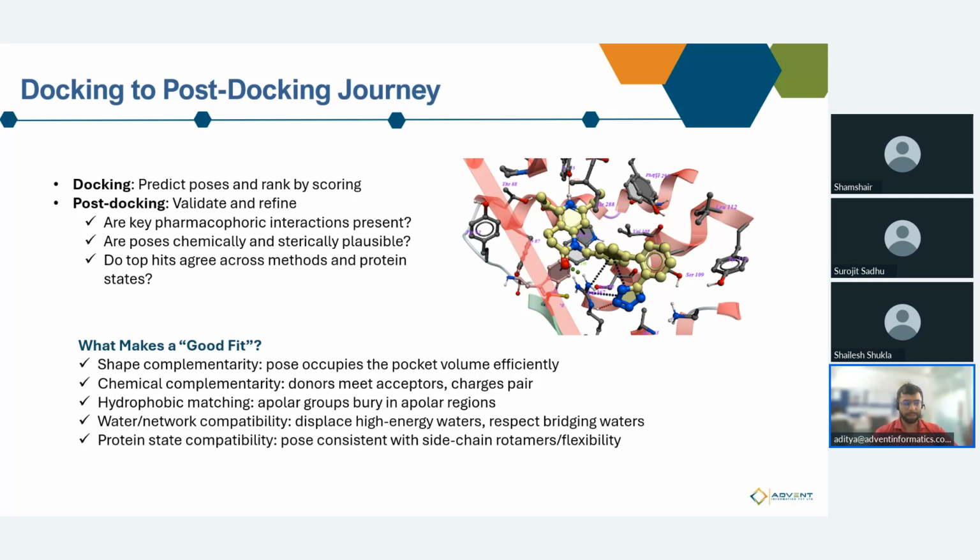Right. We need to understand the importance of the water network, because high-energy water needs to be displaced during the simulation, while binding, and we also need to respect the waters inside the binding pocket, which might be necessary for, say, water bridging and all such things. Also, we need to consider a protein as a dynamic entity, so we should consider side chain flexibility, rotamers, and all such things.